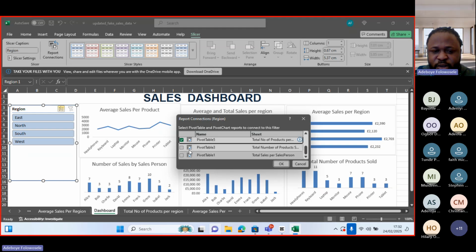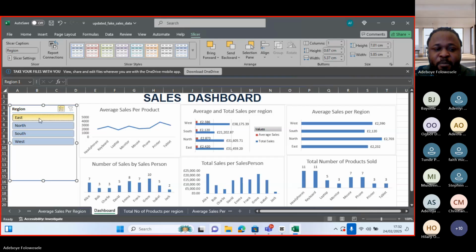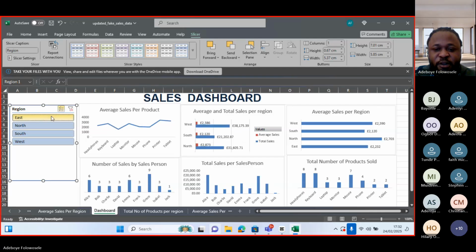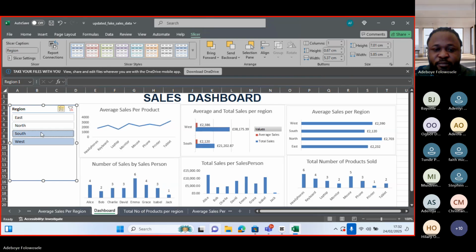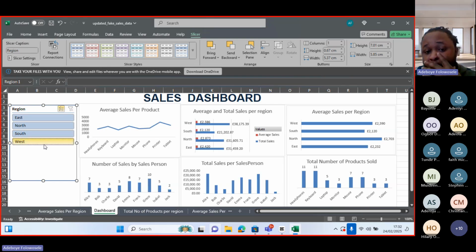I want it to communicate with this, but I don't want it to communicate with average sales per region. So let me click OK now. So as you can see, it's already communicating with it. Can you see it now? It's already communicating with it.